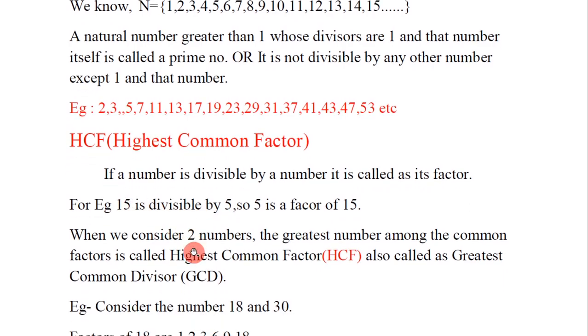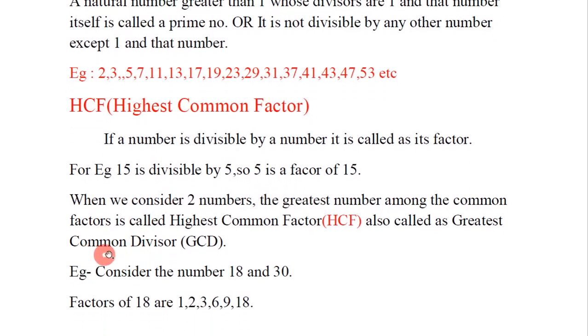When we consider two numbers, the greatest number among the common factors is called as the highest common factor. It is denoted by HCF and it is also called as the greatest common divisor, or in short we call it as GCD. So we have to consider two numbers, list the factors of two numbers, among them list the common factors, and among the common factors take the greatest one or highest one. That number is called as highest common factor of two numbers.